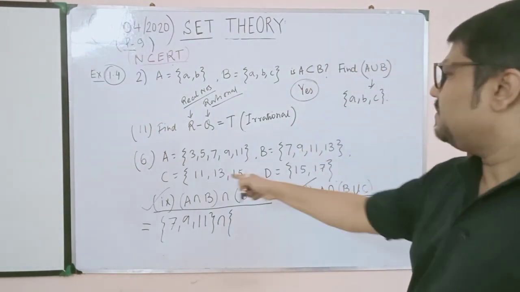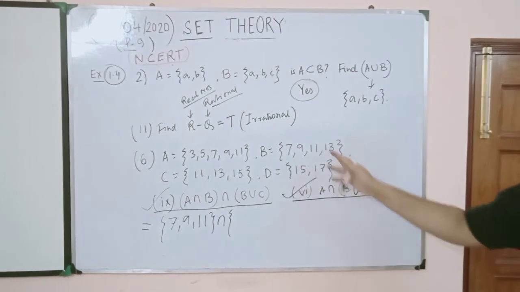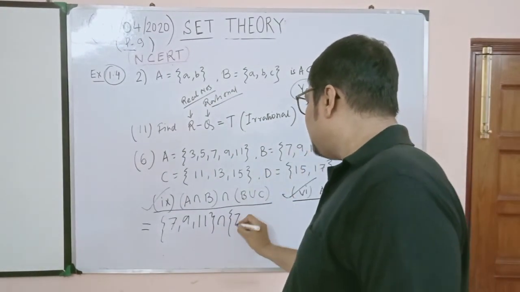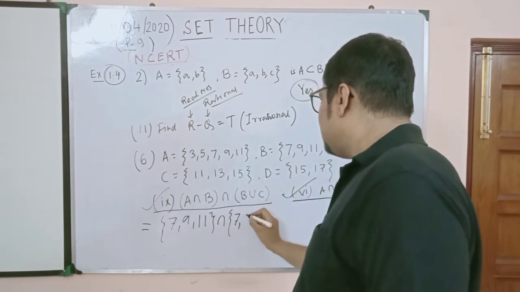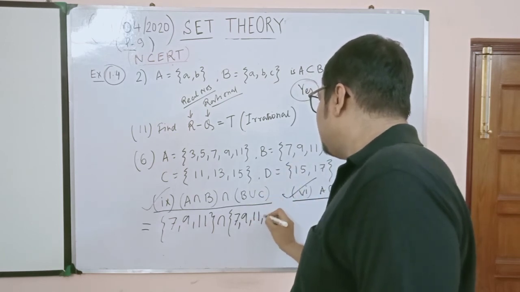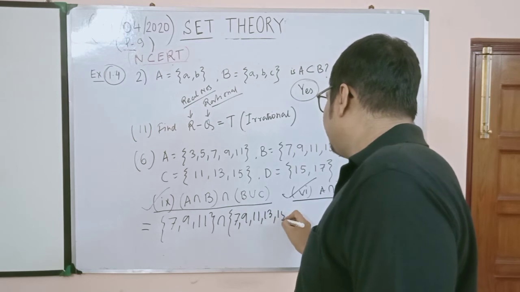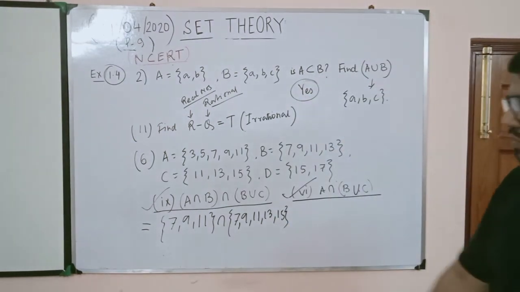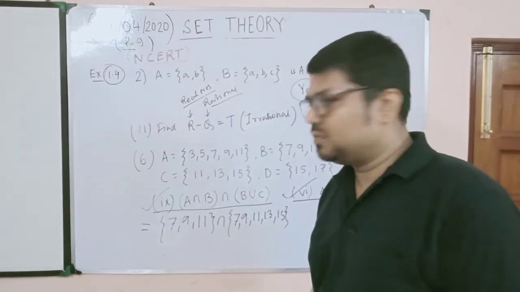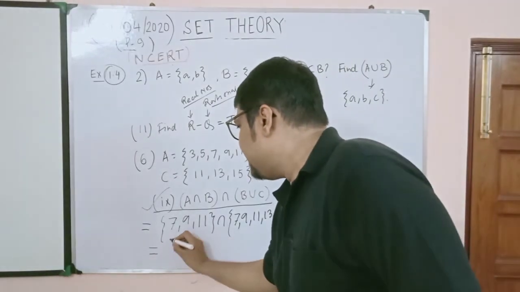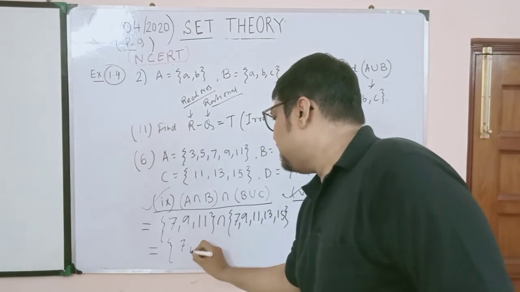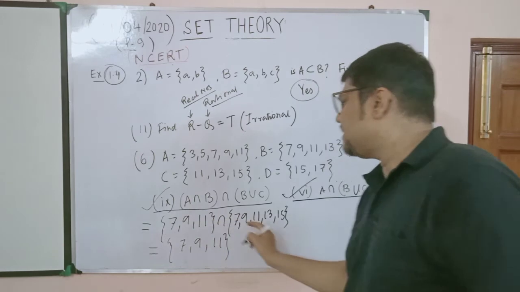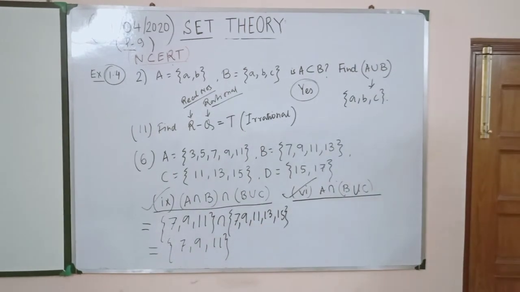B union C will be the union of both these sets. So we can unite them. So 7, 9, 11, 13 and 15 we can write. Now again what we need to do is take the intersection elements from these two sets, which we take as 7, 9 and 11. So this is the answer because 7, 9, 11 is common in both the sets.